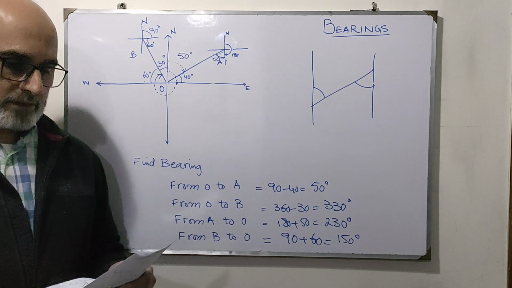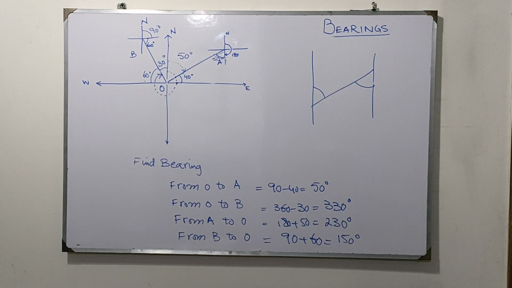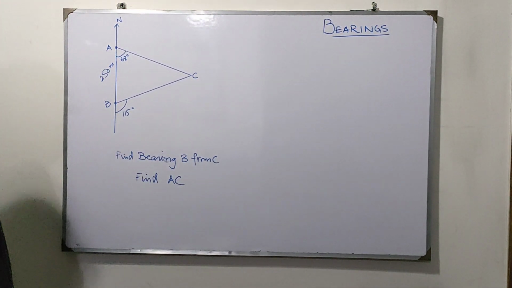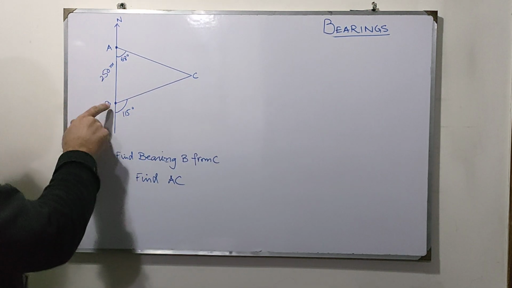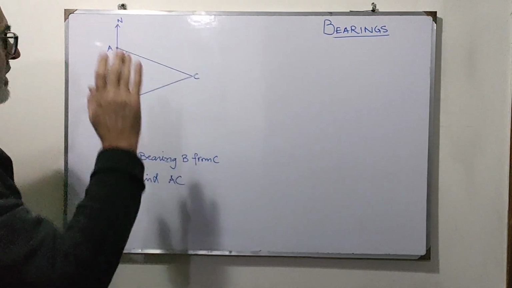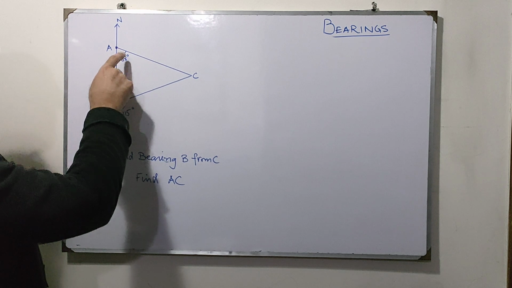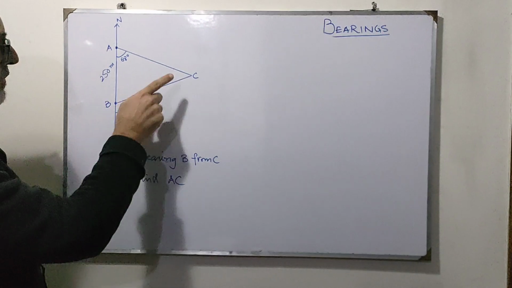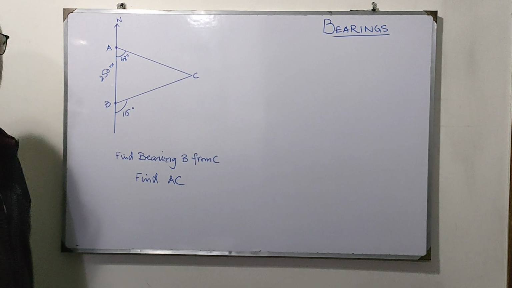Now let's take one more example for the bearings. We have 2 points A, B. A is north of B, and we have a point C. The given angles are 68 degrees from A to C, and from B to C it is 115 degrees. We have to find the bearing of B from C.